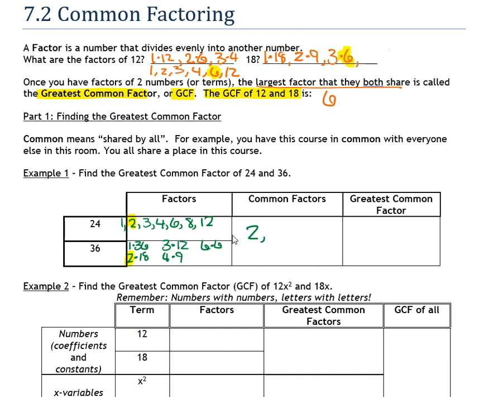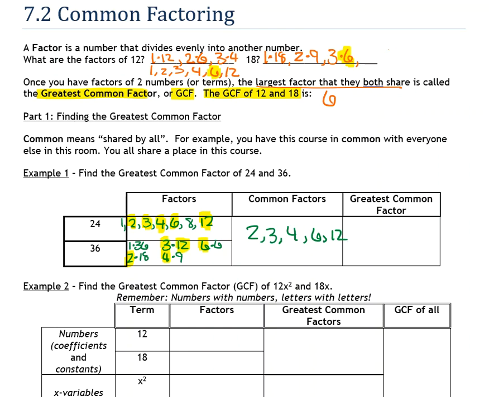What else is common to both? Is 3 common to both? Yep, I've got 3. And while I'm at it, I've got 4. And I'll keep going. I've got 6. And 8 isn't common to both, but 12 is. So let's list all those. 2, 3, 4, 6, and 12. Those are all common factors.